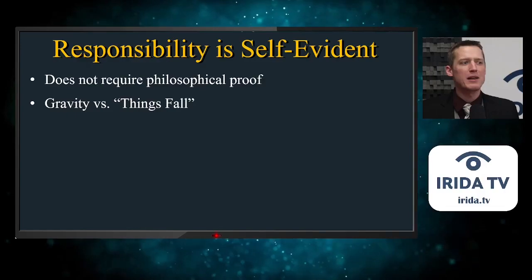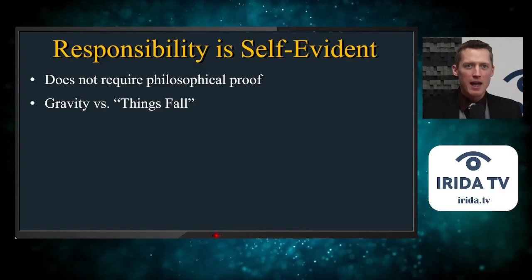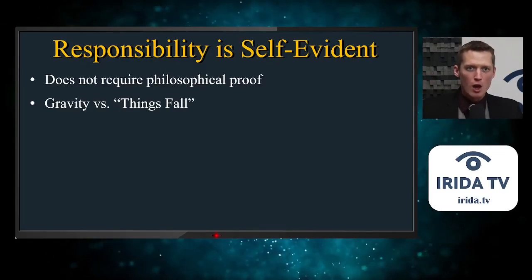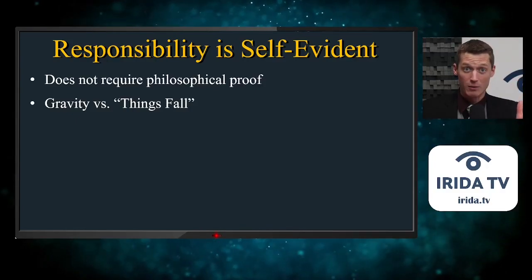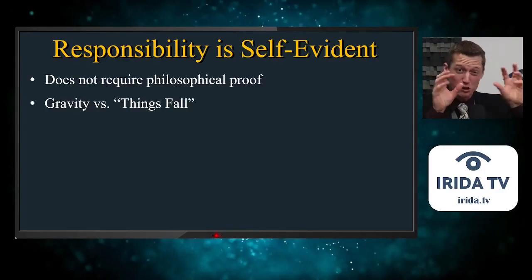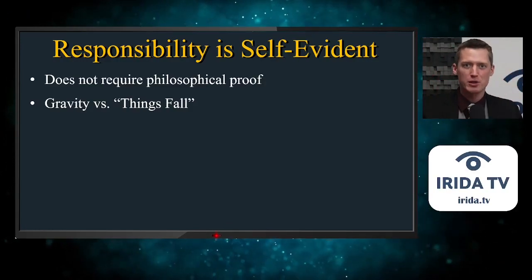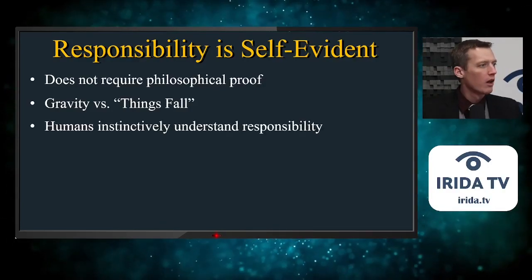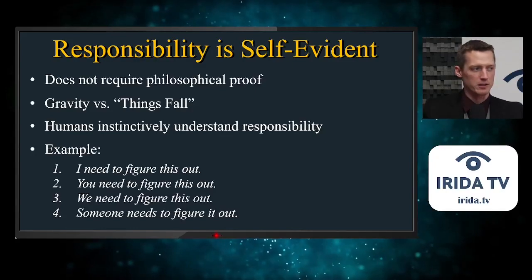A corollary to this would be comparing the theory of gravity to observing that things fall. Humans, from time immemorial, have been able to observe that things fall. We still argue about the nature and the reality of the theory of gravity today, right? The theory of gravity is really conceptual and, okay, is it a force? Is it just distortions in space-time? How do we prove it? Yes, that needs proof. Things fall, we can observe it. If someone's arguing with me that things fall, I don't know, they're standing on the ground. So humans instinctively understand responsibility and the fact that it is self-evident.